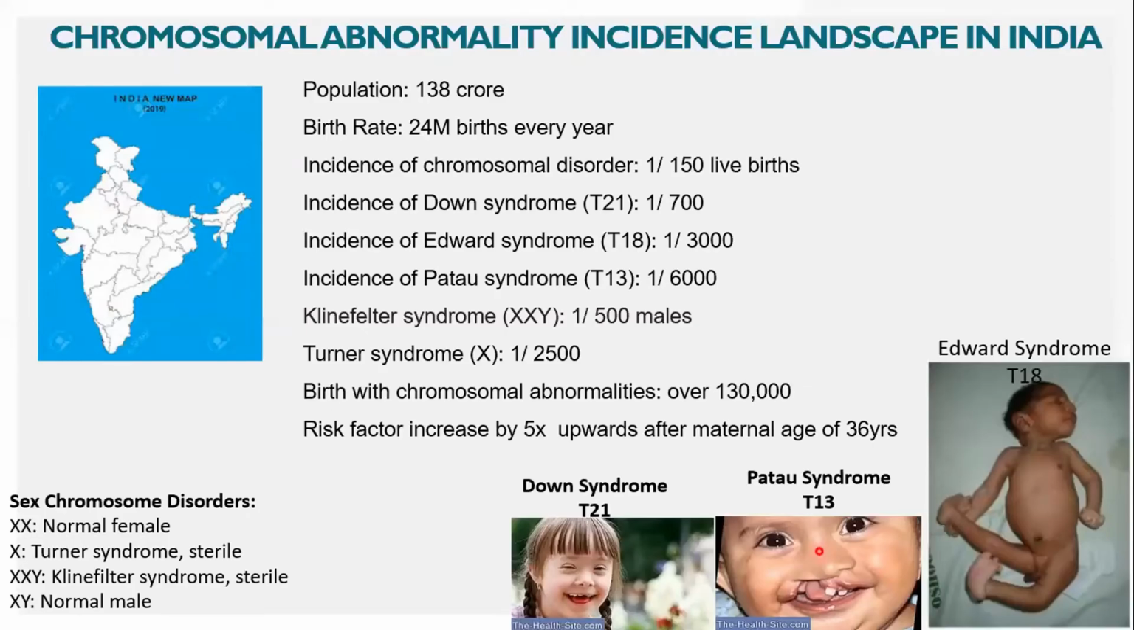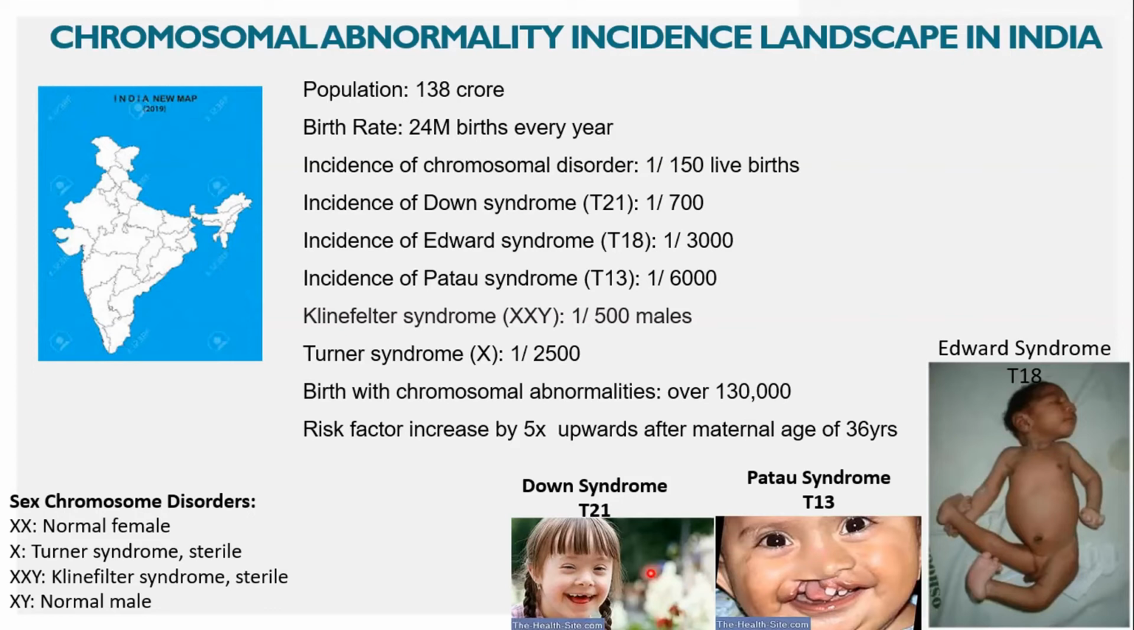And why is NGS so relevant for reproductive genetic health screening? If you see the Indian population, there are 138 crores, and every year Indians give 24 million births. And the incidence of chromosomal disorder is 1 in 150 births, and the most common of them are Down syndrome, Edwards syndrome, Patau syndrome, Klinefelter syndrome, and others. You can see the incidence rate, and there are some representative pictures of genomic abnormalities and the phenotypes of those kids.